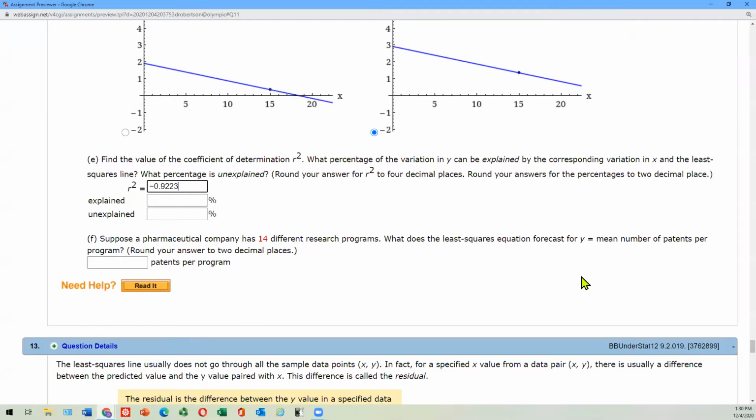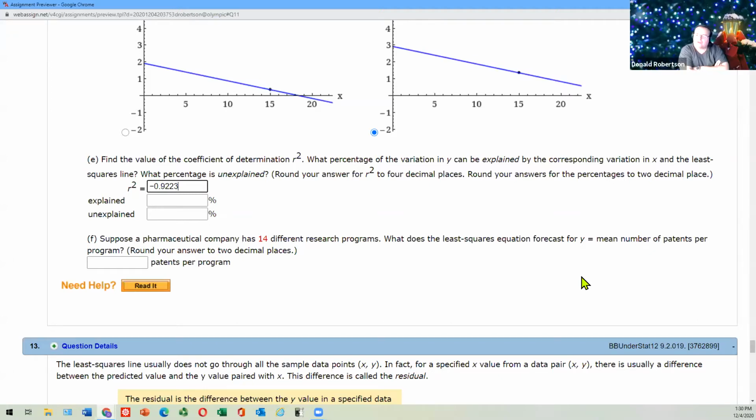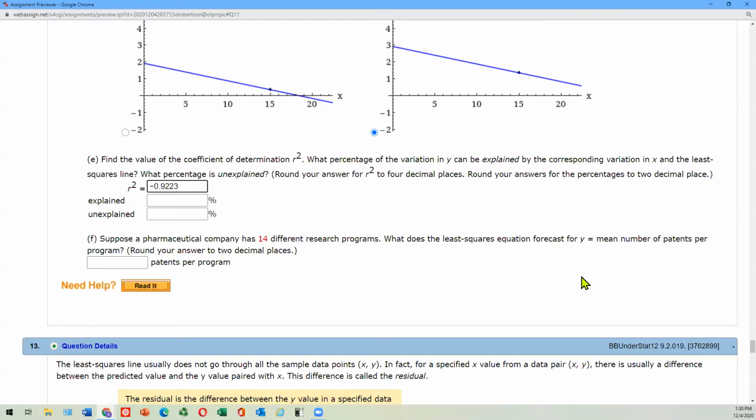Because of it being negative, would it be weak because it's less than the whole number? No, we don't care if it's plus or minus. The plus or minus just tells me it's strong positive or strong negative. Oh, then it's gonna be strong. It's going to be strong, yeah.